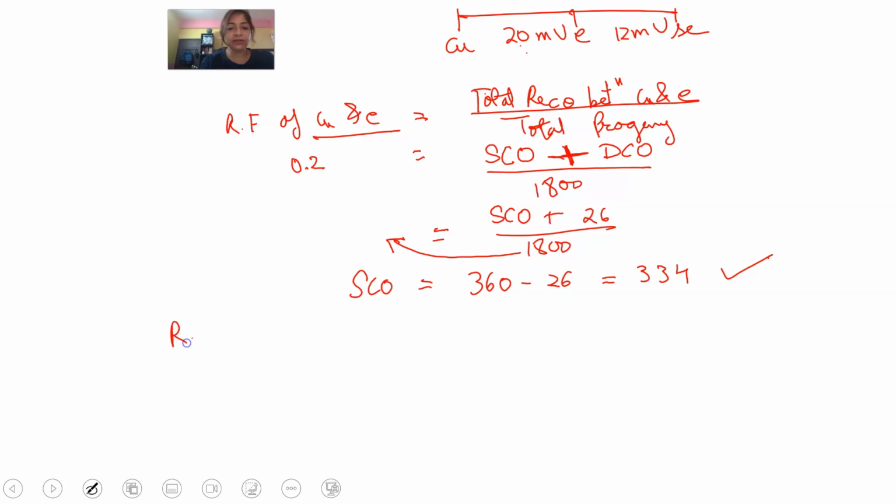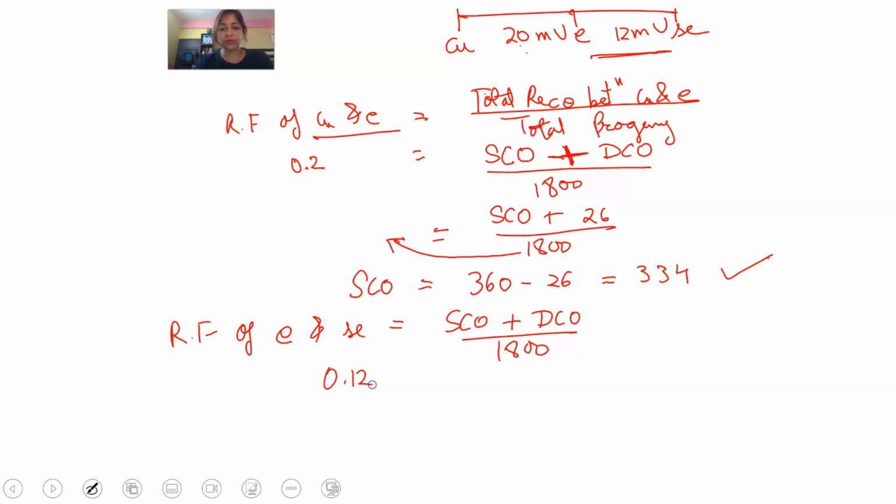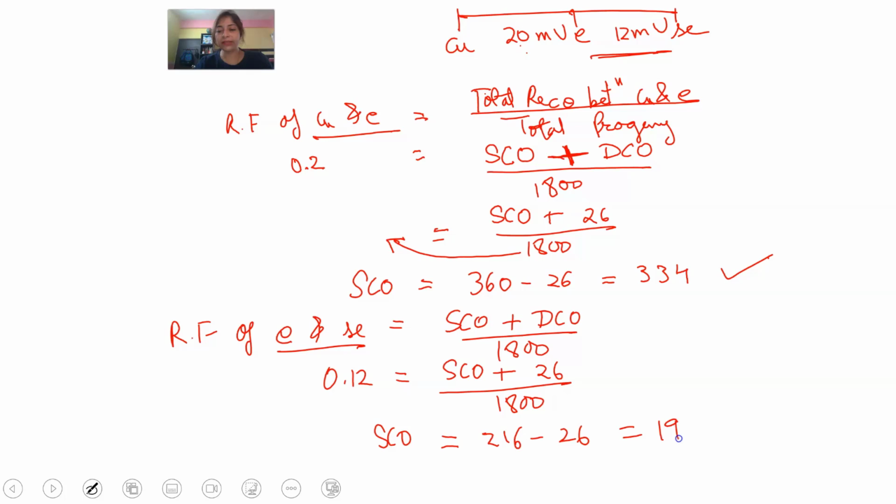Okay, what about the other one? Same way, the recombination frequency between E and SE will be the single crossover product between E and SE plus double crossover, because in double crossover one crossing over is happening there as well, divided by 1800. So this is 0.12 equals SCO plus 26 divided by 1800. So SCO between E and SE will be equal to 0.12 multiplied by 1800, which is 216, minus 26. So it will be 190.